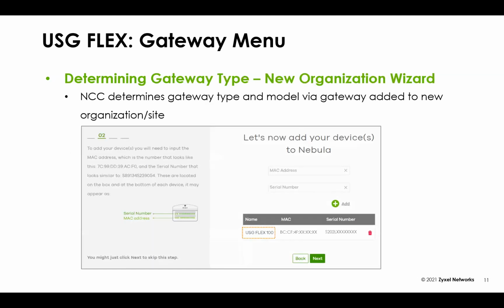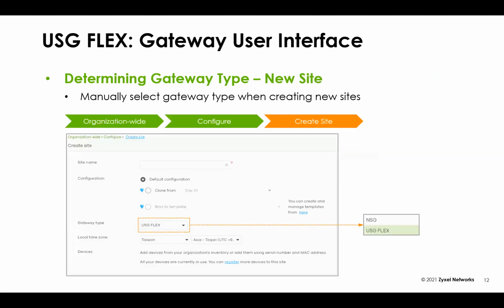When you create a new organization, by default now, when you run through the wizard and input the serial number and the MAC address for a USG FLEX, it'll automatically recognize that you're putting a USG FLEX into your Nebula organization. Additionally, if you go to create a new site, you have the option to choose between NSG or the USG FLEX. So if you already have an organization created and you want to create a new site to add a USG FLEX or an NSG, you can change between the gateway types by going to the gateway type and choosing the USG FLEX or NSG from the drop-down list.